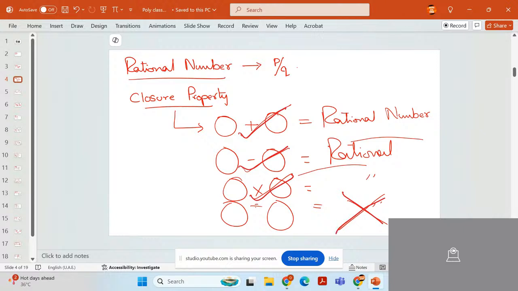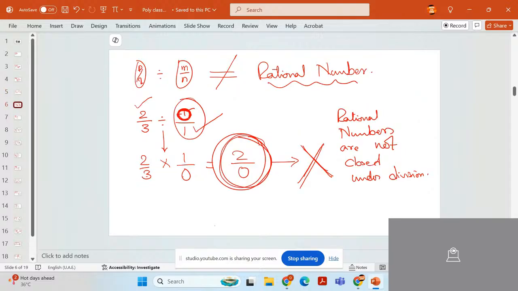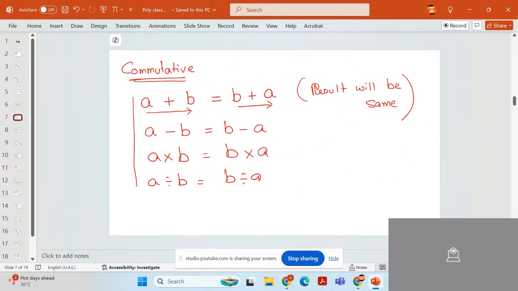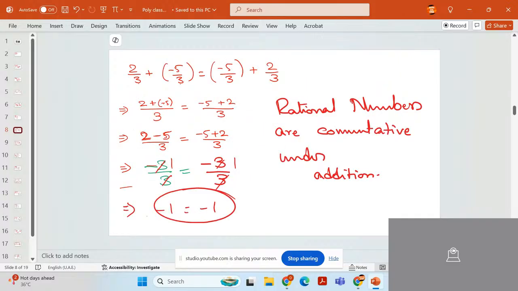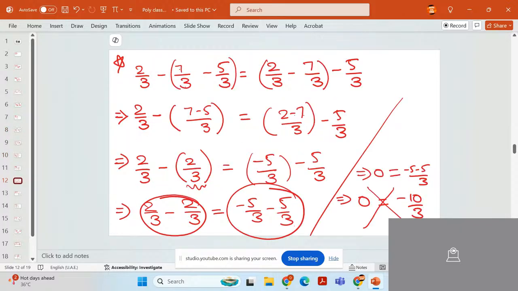So the second question can be, are rational numbers commutative under addition? Commutative means what? Change the order. So are they commutative? Yes sir, they are commutative under addition. And now, are rational numbers associative under subtraction?